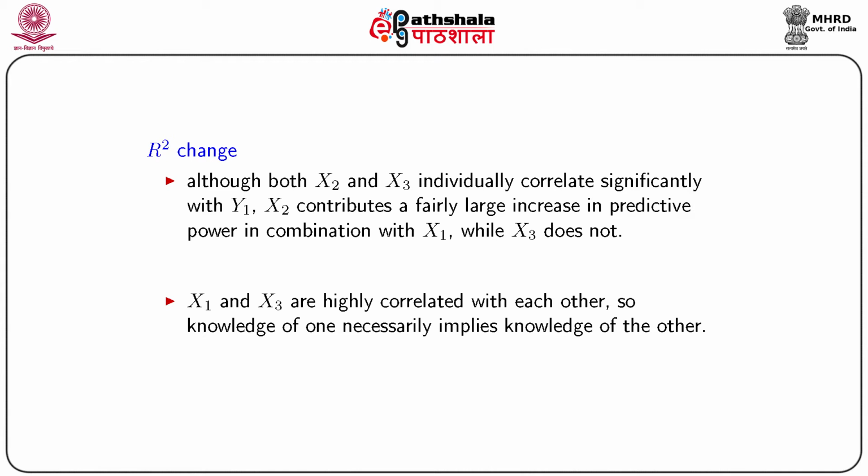Now because x1 and x3 are highly correlated with each other, knowledge of one necessarily implies knowledge of the other. So in regression analysis terms, x2 in combination with x1 predicts unique variance in y1, while x3 in combination with x1 predicts shared variance. So it is possible to do significance testing to determine whether the addition of another independent variable to the regression model significantly increases the value of R square. This significance test is the topic of the next section.